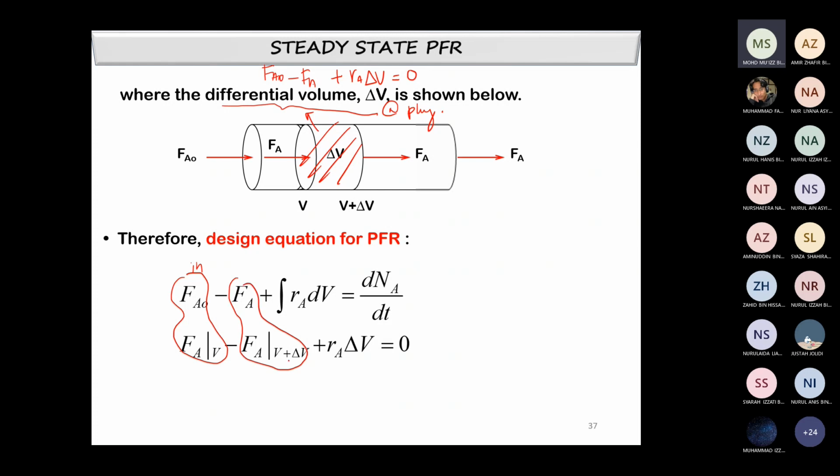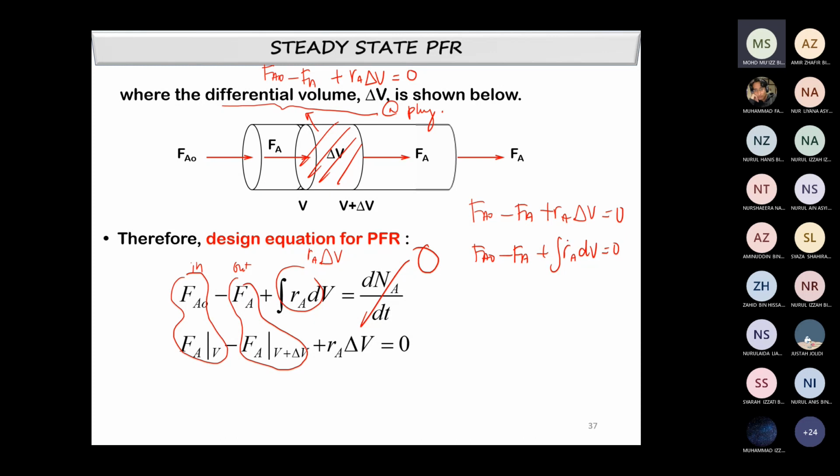The out will be added with what changes across this differential volume. Okay, so this will be the out. This one is the RA and this one should be 0. So what remains is FA0 minus FA plus RA is equal to 0. But we can also keep it as RA dV is equal to 0, FA0 minus FA.